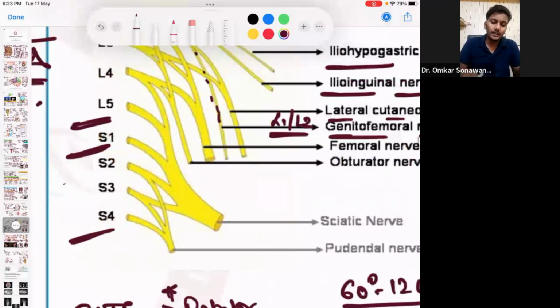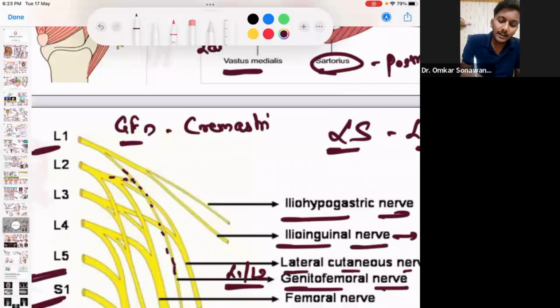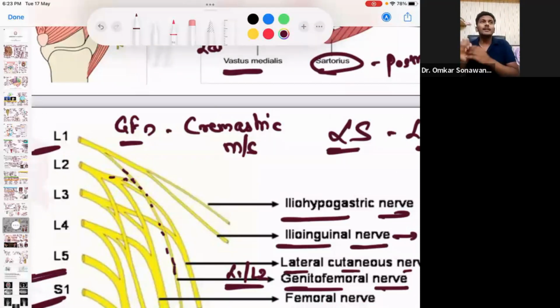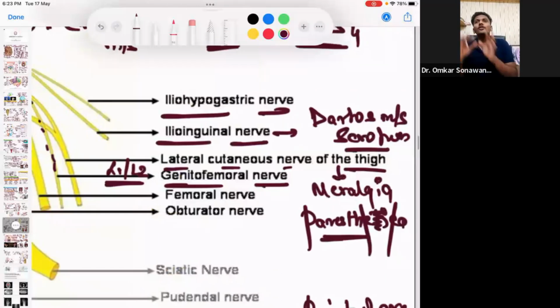And genitofemoral nerve is known to innervate which muscle? अभी बताओ वो तुम्हारी. Genitofemoral nerve is known to innervate the cremastric muscle, and this cremastric muscle is known to elevate the testis, or it causes retraction of the scrotum or the retraction of the testis. ठीक है? So it is known as which reflex? Cremastric reflex. So cremastric reflex is innervated by which nerve? Cremastric reflex is carried by the genitofemoral nerve. कोई दिक्कत नहीं है, याद रखो.